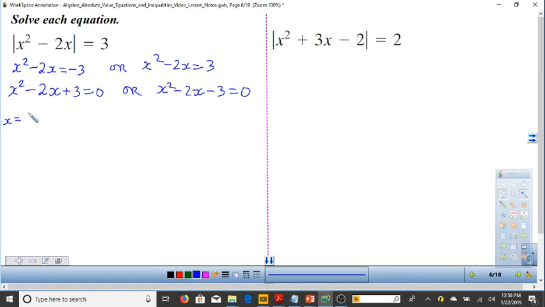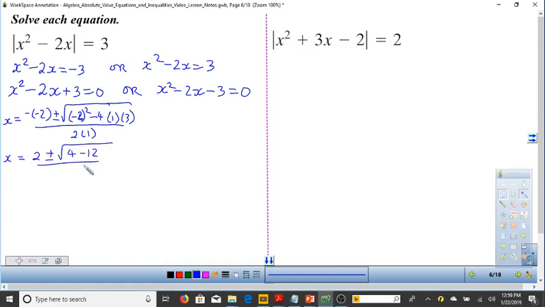So we do x equals negative b plus or minus the square root of b squared minus 4 times a times c. And then we'll divide both sides by 2 times a. So when we do that, we get x equals 2 plus or minus the square root of 4 minus 12, over 2. And we see here that we end up with something that is not a real number, because the square root of negative 12 is a complex number.